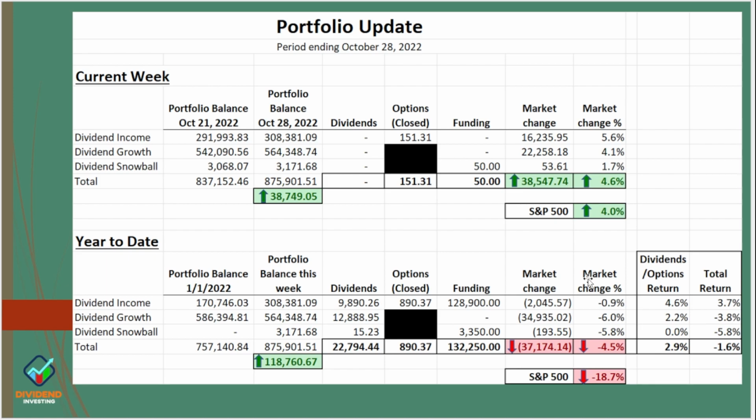So when I look at year to date, this week was so good that it basically cut our losses in half. So if you look at the overall for the year to date, we are down 4.5%. The S&P's down 18.7%. So when I look at this on a total return basis, when I factor in the dividends and options that I've had in this account, we are down 1.6% year to date. You can see that in the dividend income account, total return is up 3.7% year to date. I'm not expecting more weeks like this in the future, but this was a great week for the portfolio.